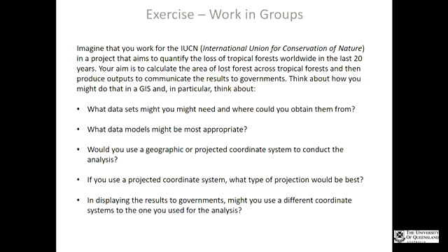So I did have a little exercise, but I think I'm going to leave it because I don't think we really have time to do it. It was really just an exercise in thinking about trying to bring some of those ideas together about data models and projected coordinate systems. But you'll do some of this in the lab today. Okay, I'm going to leave it there. Any questions?